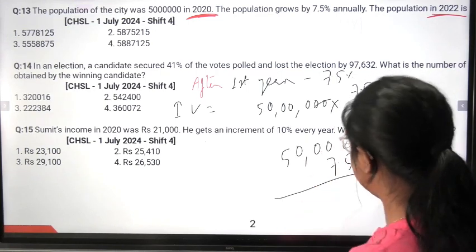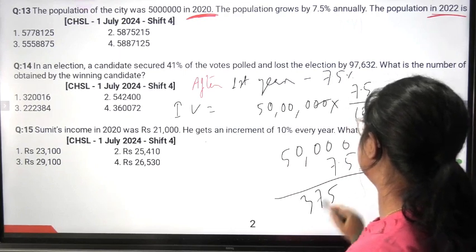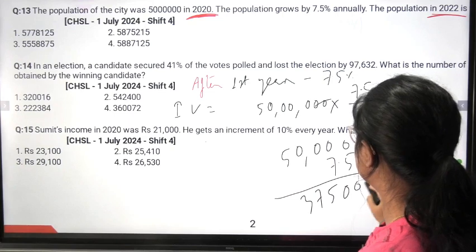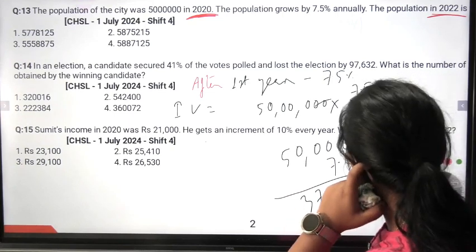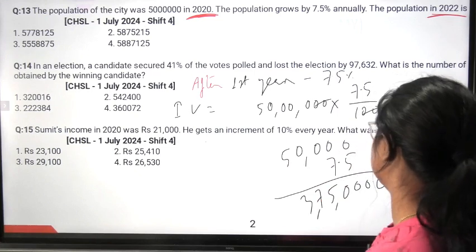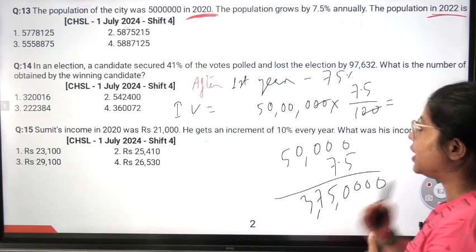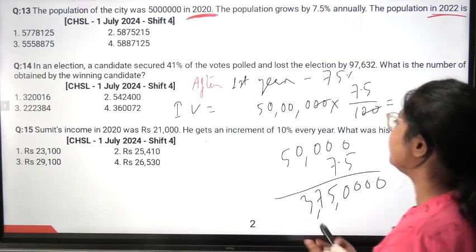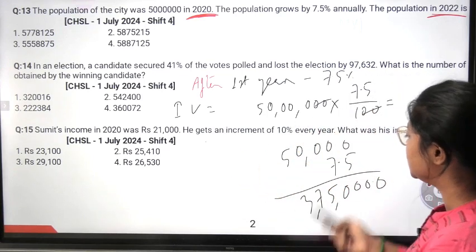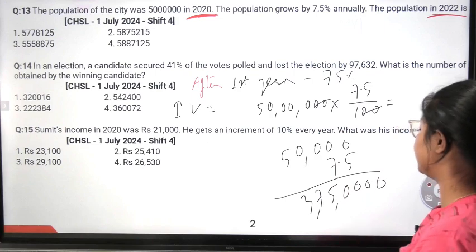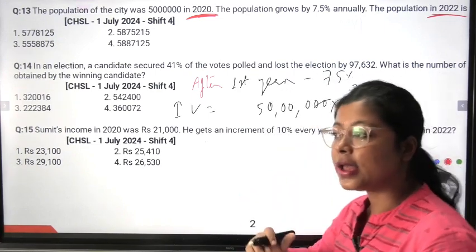75 into 5 would give you 375. There is a decimal point. Okay, so 3,75,000 would increase after 1 year, because my increase value is this. If after every year the population grows by 7.5%, then the increase value would be 50 lakhs into 7.5%. So from here I would get my value as 3,75,000. So after 1 year the population is increased by 3,75,000.